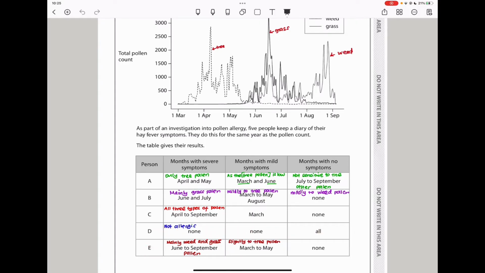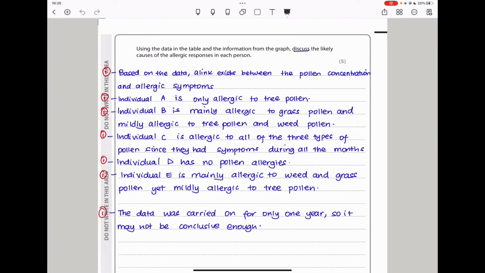Individual E, they say the severe symptoms are from June to September. So it means they could be allergic to grass as well as weed. They also have mild symptoms from March to May, meaning they are mildly allergic to this one. So severely allergic to this and mildly allergic to this one. That is what we can see from the table. So let's continue to the next question. Here they say, using the data in the table and the information from the graph, discuss the likely cause of allergic responses in each person.